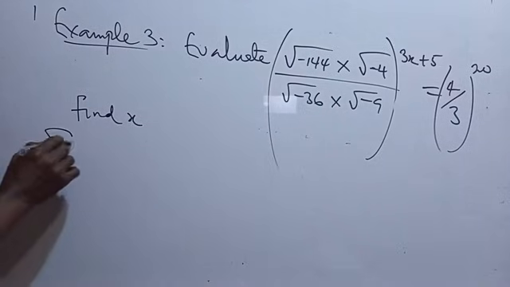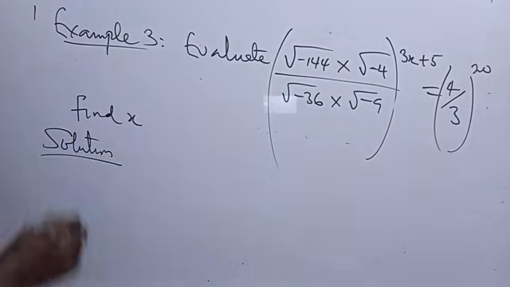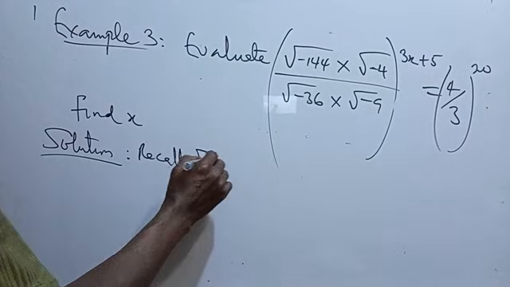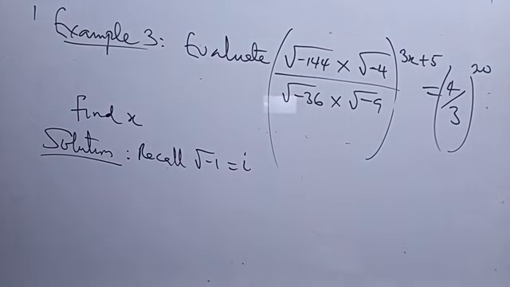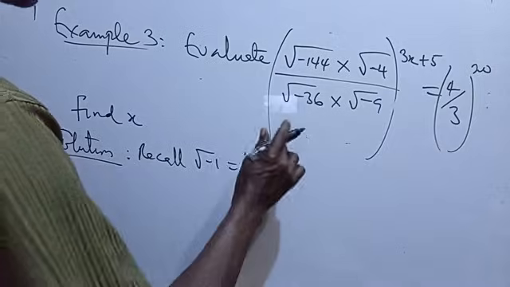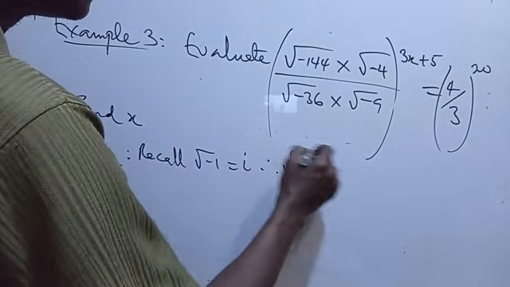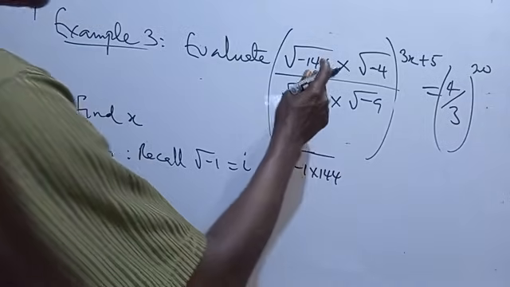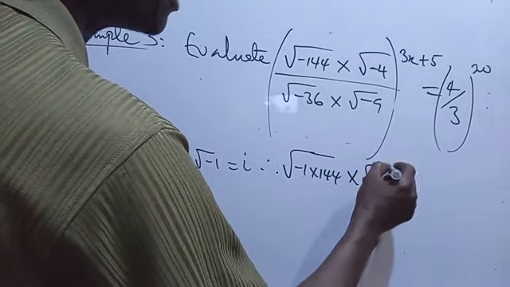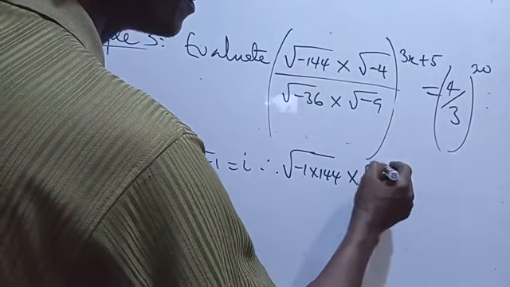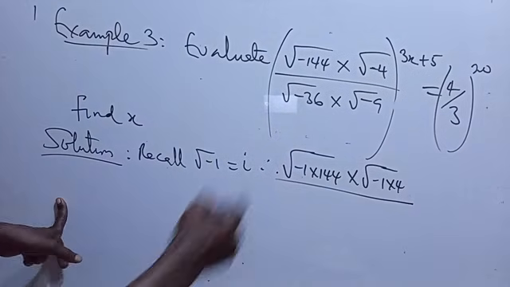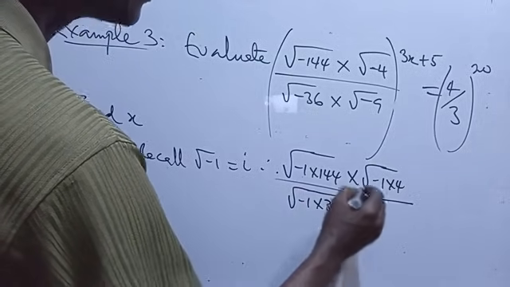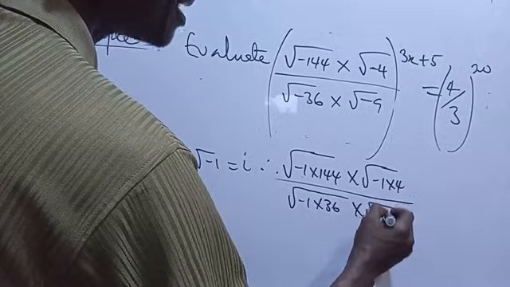Okay. Now, without wasting our time, let's recall that the square root of -1 in complex numbers is i. Therefore, the square root of -144 will be the square root of -1 times 144. We split that, times the square root of -1 times 4, all over the square root of -1 times 36, times the square root of -1 times 9.